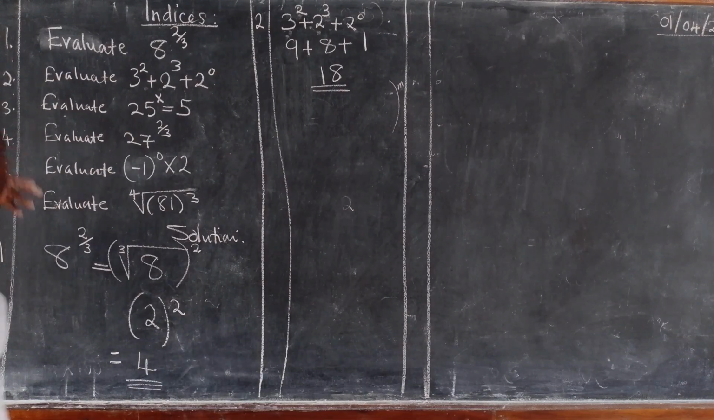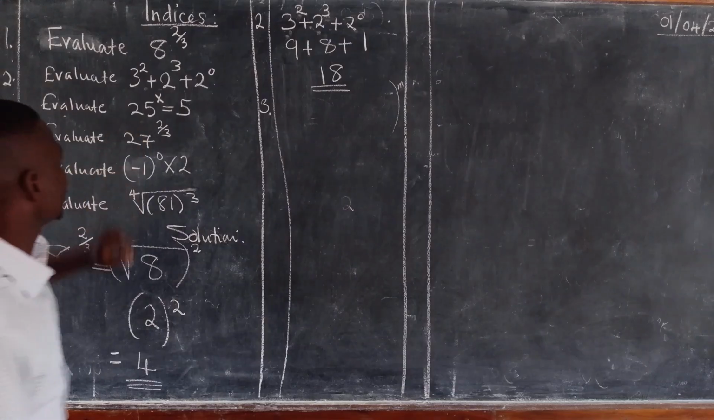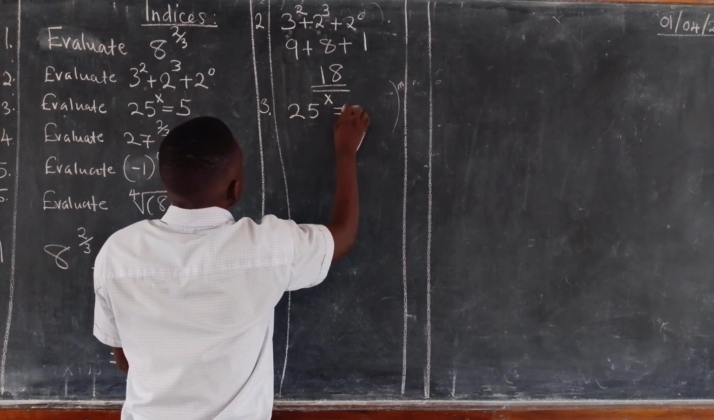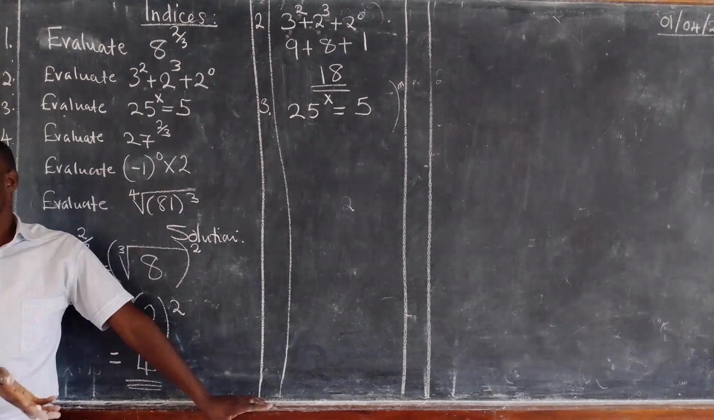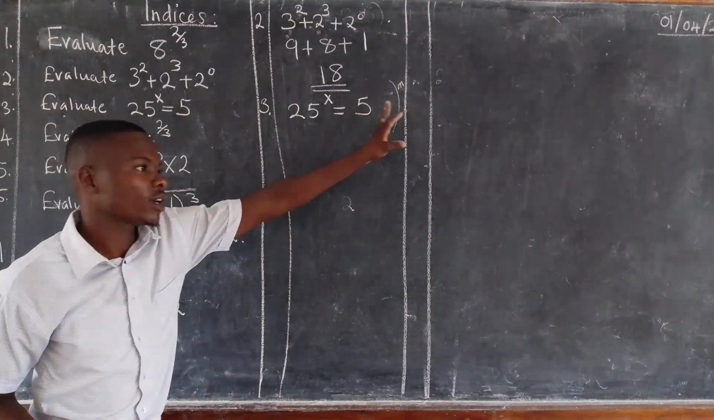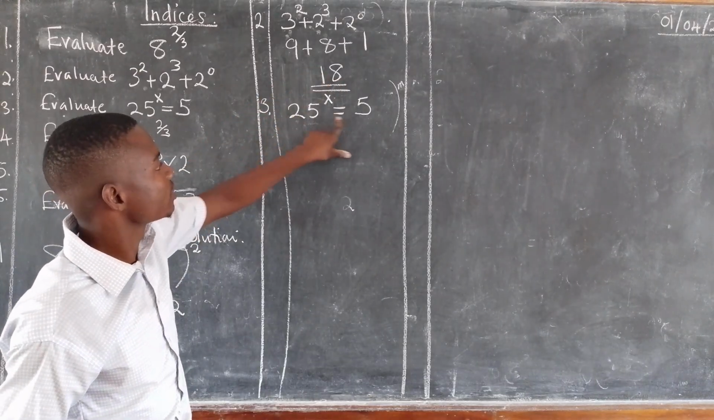We go to question 3. They are saying evaluate. So we have 25 power x is equal to 5. So this is the equation. How do we solve equations in indices? If you have such kind of an equation, then you are told to find the value of x here. We need to make the bases to be the same.